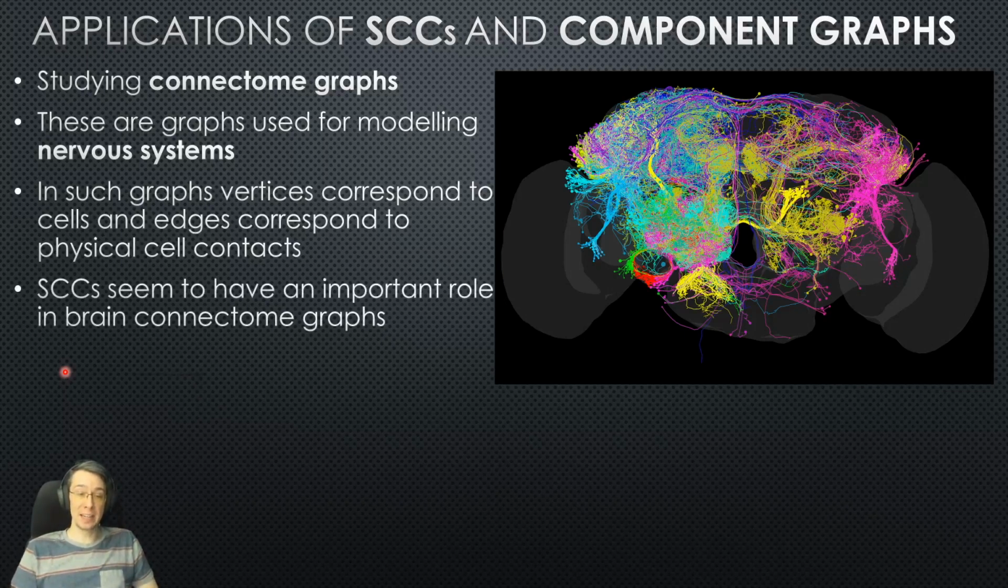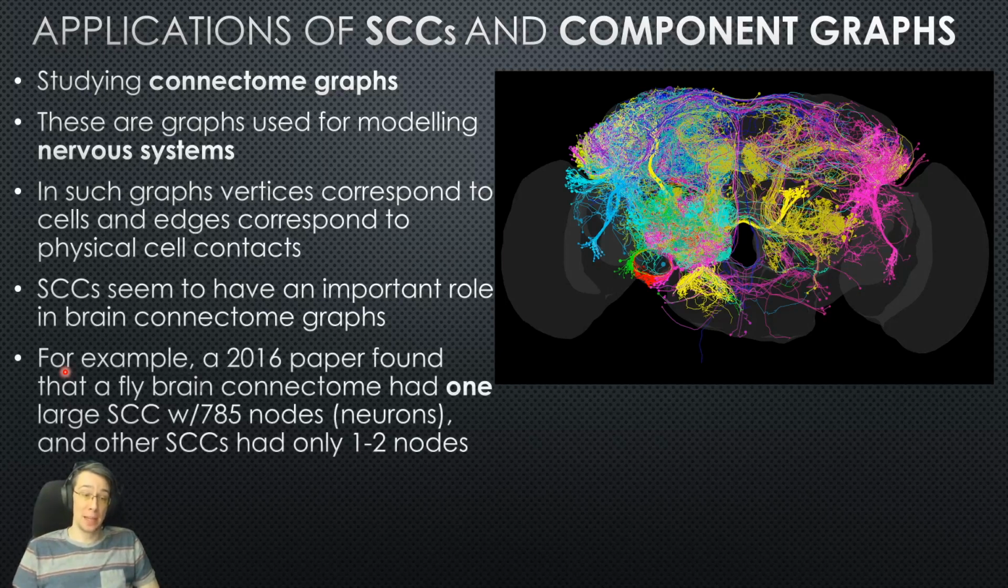And strongly connected components seem to have a really important role in brain connectome graphs. So for example, a 2016 paper found that a fly brain connectome had one large, strongly connected component with 785 nodes, where the nodes here are neurons in the brain. And the rest of the brain, then there's a fair bit of brain to work with outside of that large, strongly connected component.